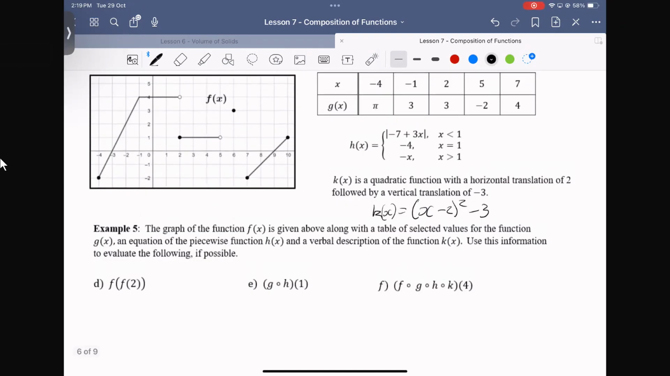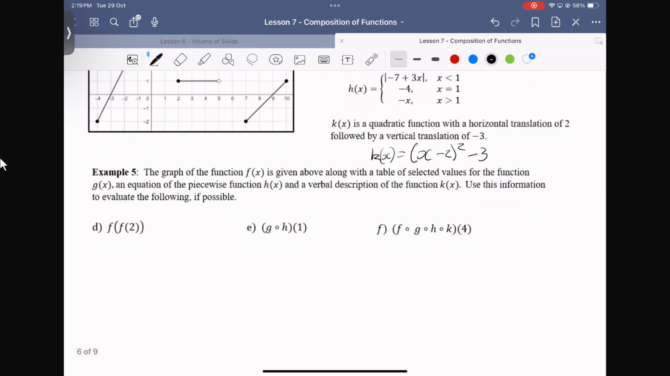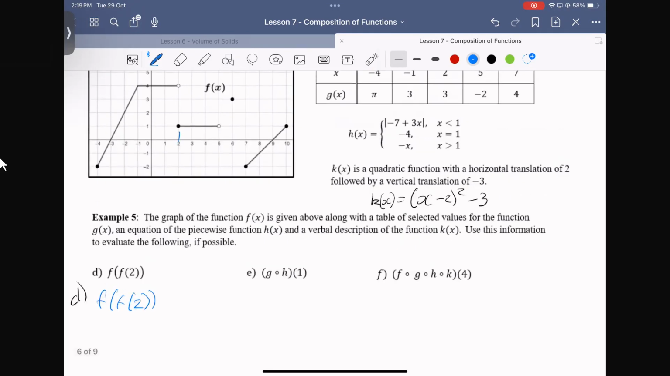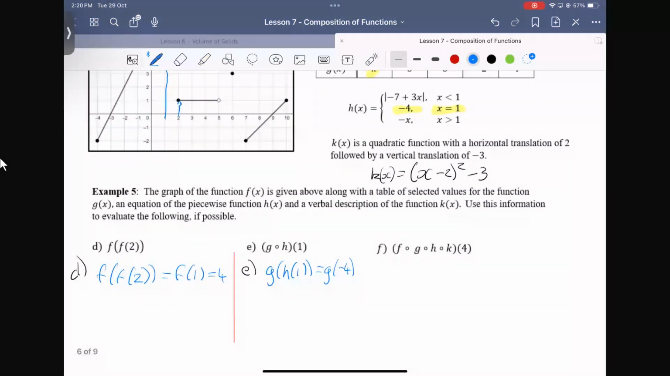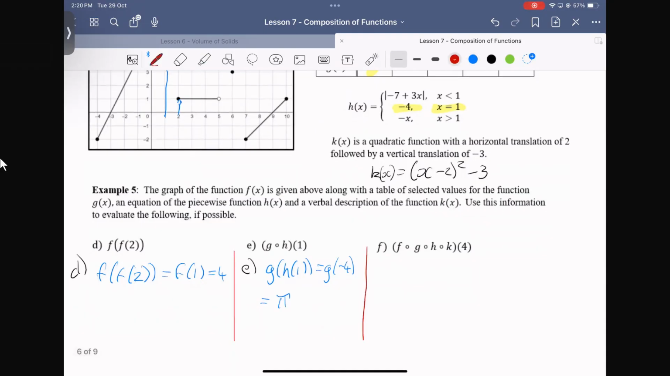So we need f of 2. Let's start off with D. So f of 2. We look here and 2 maps onto 1. So then we need f of 1. So 1 maps onto there, so that's going to equal 4. E. G of h of 1. So h of 1, when the input is defined at 1, we're going to use this part of h. So that's going to be -4. So we need g of -4. G of -4 we can find here, and we're going to get pi. So this is equal to pi. I like pi.